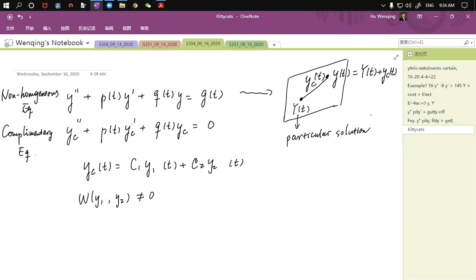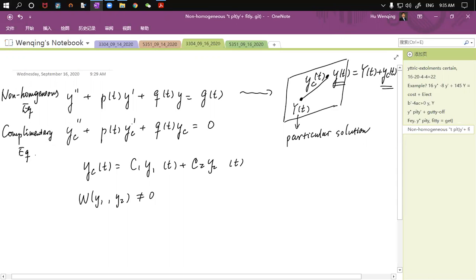Once you know the particular solution, it suffices to add to the particular solution a general solution that comes from the complementary equation. Remember, the complementary equation is homogeneous, so you know how to find the general solution. And therefore, this is a general solution to the non-homogeneous problem. The general solution to the non-homogeneous problem consists of two parts. One part is the particular solution to the non-homogeneous problem. The other part is the general solution to the complementary equation. Is that good, family? Right? So that's kind of the theory.